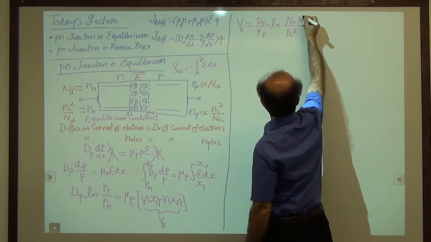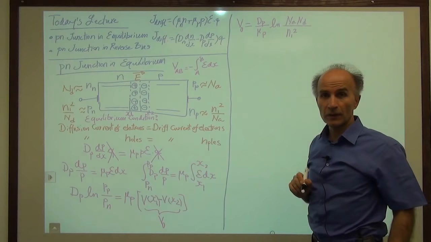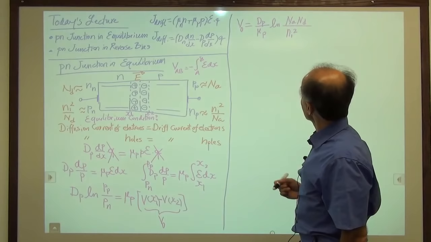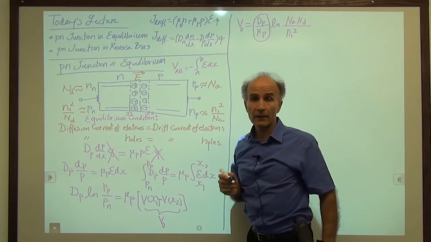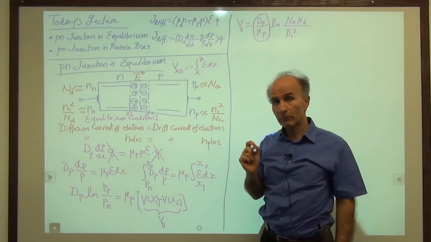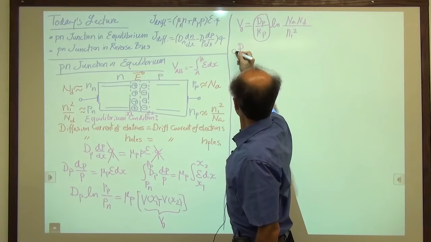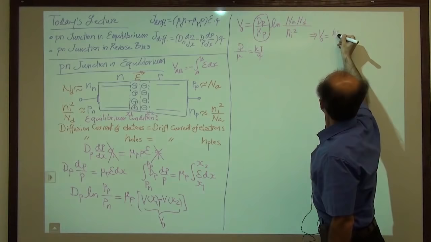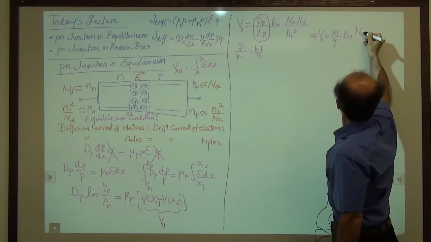So that is the voltage. This voltage is from here to here. The voltage measured between these two points is given by this expression. Okay, that's very interesting. Now, remember something about this fraction? If you remember Einstein's relation, it told us that D over mu is equal to kT over Q. So D over mu is equal to kT over Q. That means that I can write V0 as kT over Q log of Na Nd over Ni squared.